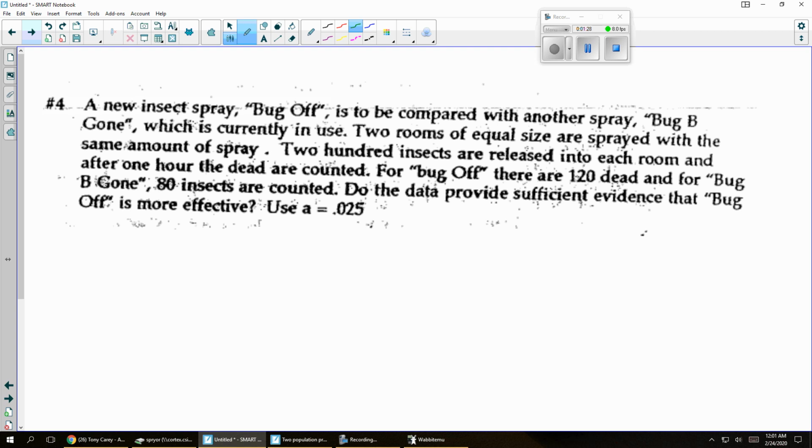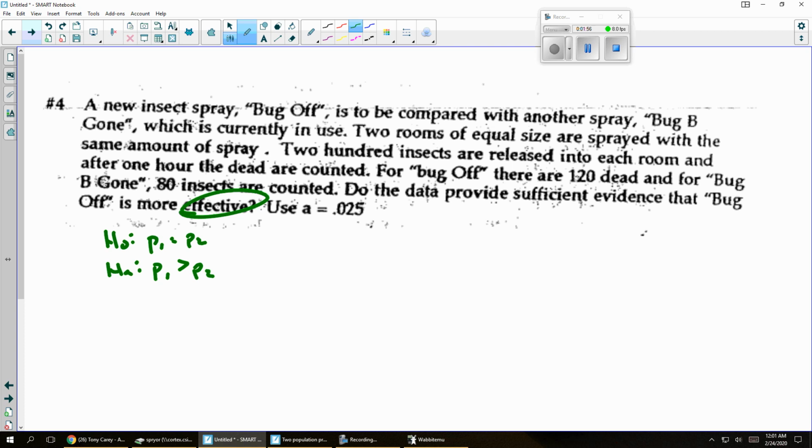Okay, so as we look at problem 4, we ought to go through the same things that we did before. We ought to set up our null hypotheses. We ought to say, is there evidence that one's more effective? So we got to think about which way this goes. If the p hat is going to be the dead insects, then if Bug Off is more effective, it would have more dead ones.